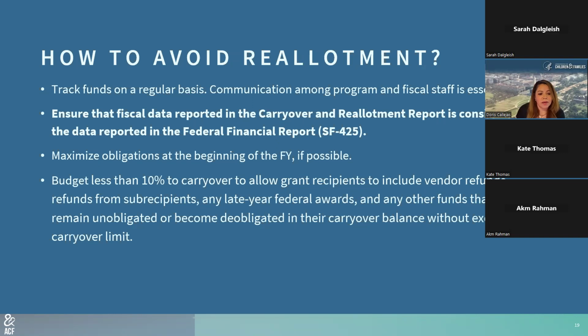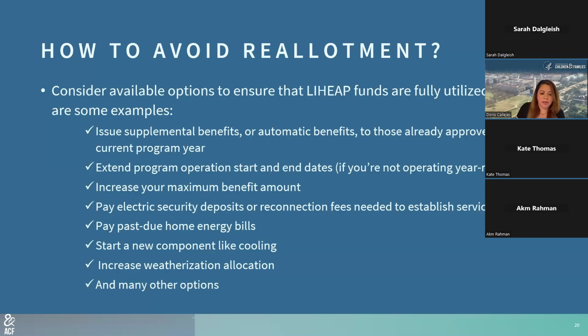Number 3, maximize obligations at the beginning of the year if possible. And then number 4, budget less than 10% to carry over. This will allow you to include vendor refunds, refunds from subrecipients, any late federal awards, and any other funds that might remain unobligated or deobligated. That would allow you not to exceed the 10% limit. Next slide, please. Thank you.